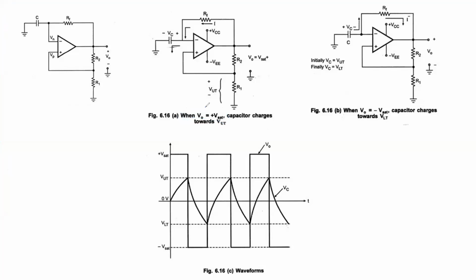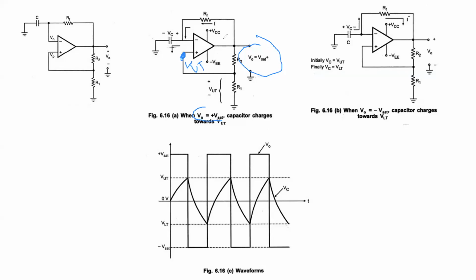This is the circuit when V naught equal to plus V sat. So first, when I turn on the power supply, the output of the astable multivibrator is plus V sat. Whenever the output is plus V sat, what is the voltage at this point? VUT, sir. Right, the voltage at this point is VUT.